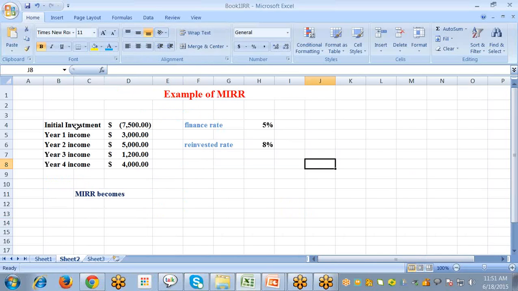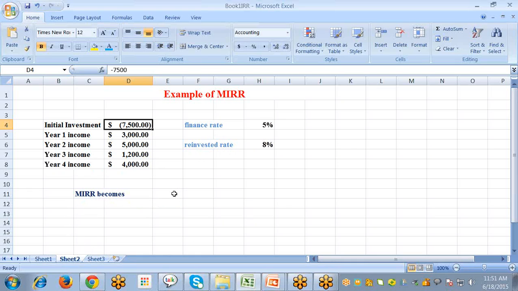Here I have the values. The first one is the initial investment, and it is represented by a negative sign, and in Excel negative values are represented in parentheses, which is 7,500. Then after year 1 income will be 3,000, year 2 income will be 5,000, year 3 income will be 1,200, year 4 income will be 4,000. And we have the finance rate of 5% and the reinvestment rate of 8%.